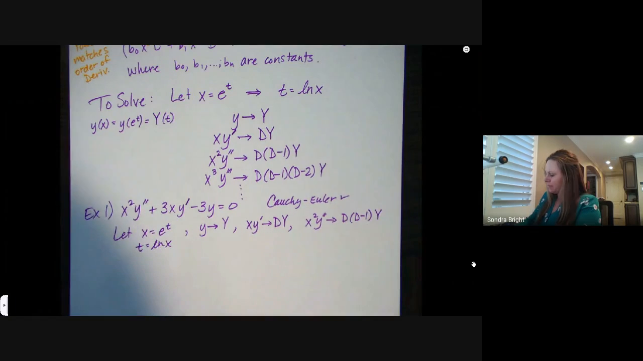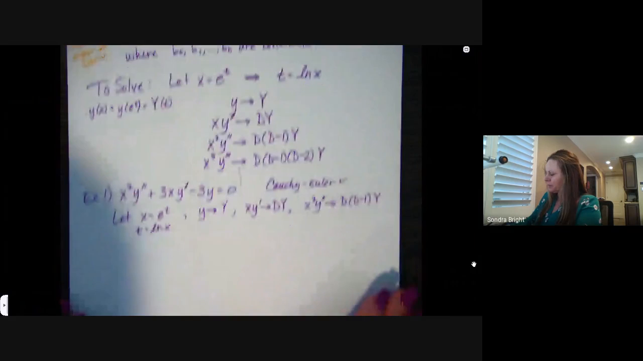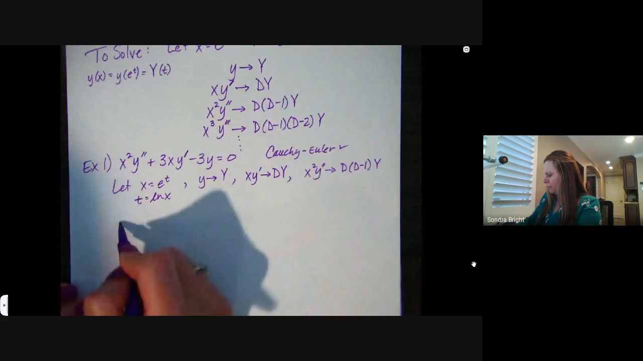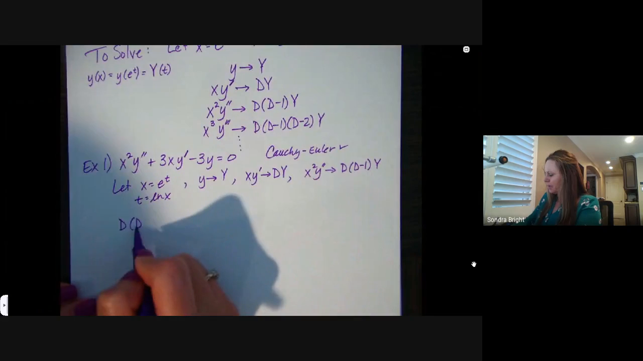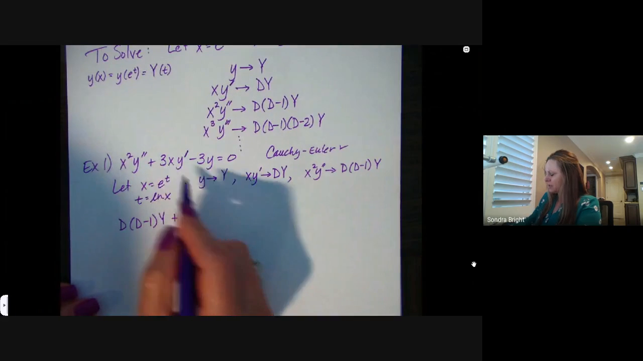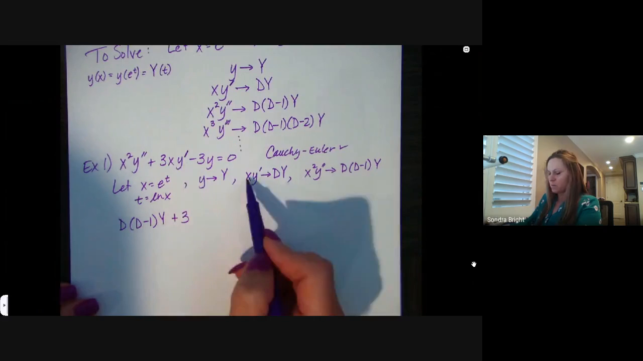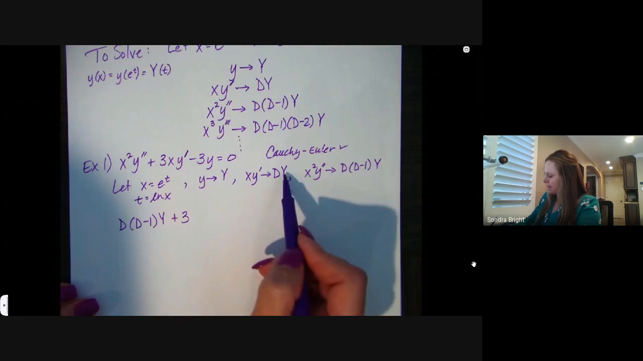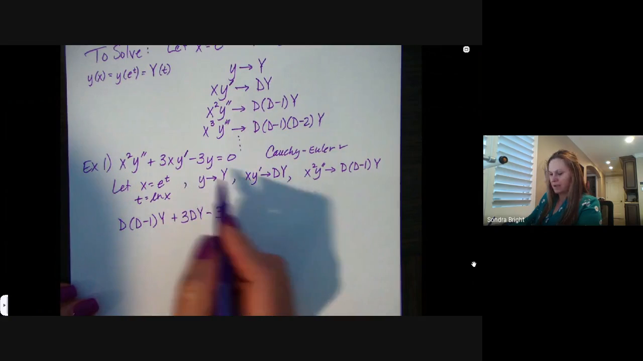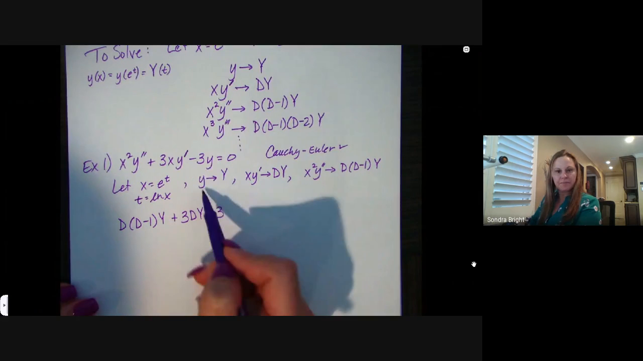All right, so in this x squared y double prime, I replace it with this. You have a plus 3 times x times y prime, and x times y prime I'm going to replace with a capital dY. And then I have a minus 3 times little y, which I'm going to make 3 times capital Y, equals 0.